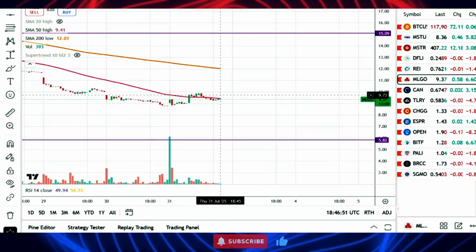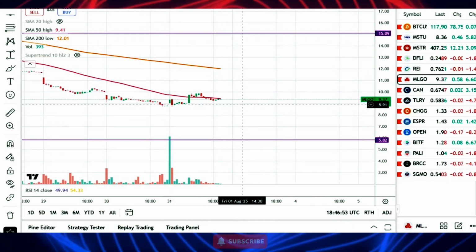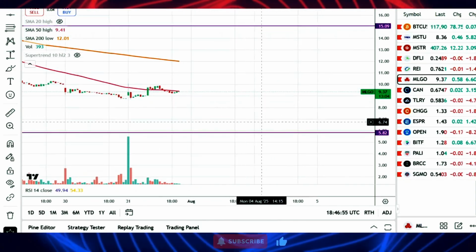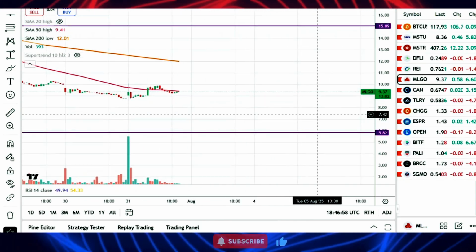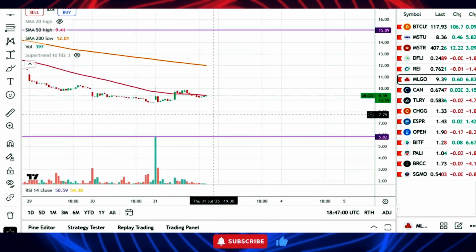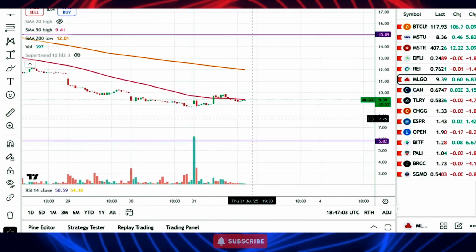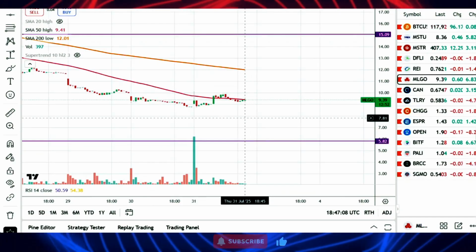But if it doesn't, and if it just hovers around here and then continues to go on a downtrend, yeah, we could see it go all the way down to $5.82. So it's not looking good. And I'm just telling you how to read the charts, how I would read the charts and play it. So that's it for Micro Algo.